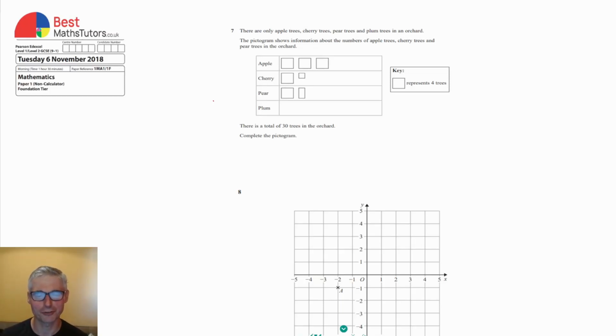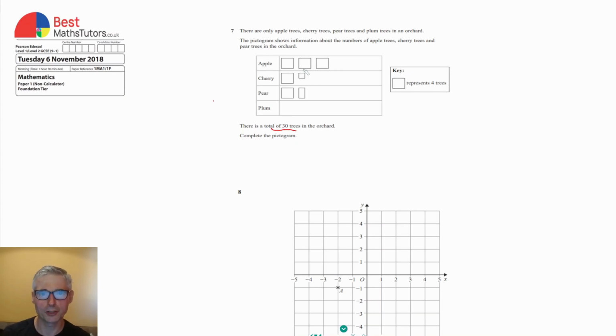We're continuing to go through the Edexcel Foundation Tier Paper 1 from November 2018, and this is question 7. This is a question where we've got a pictogram representing the number of apple trees, cherry trees, pear trees and plum trees that are in an orchard. We've got 4 trees represented by a square. We're told we've got 30 trees in the orchard, and we've got to complete the pictogram.